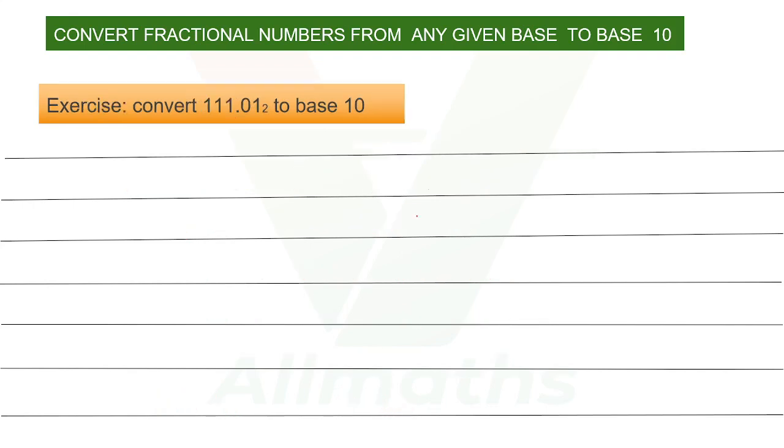If you follow this example very well, you should be able to work this exercise where you have to convert 111.01, a base 2 number, to base 10. As I said, you have to identify the digits. The whole number part will start from 0, continuing to the left, and you're multiplying, while the fractional part will start from -1, -2. If you follow this example carefully and work it out, you should arrive at 7.25, a base 10 number.